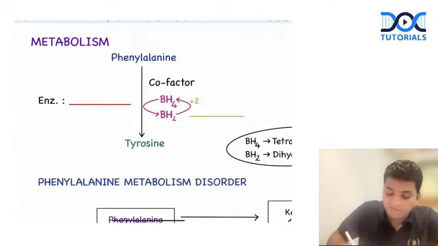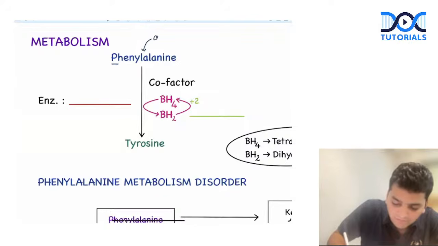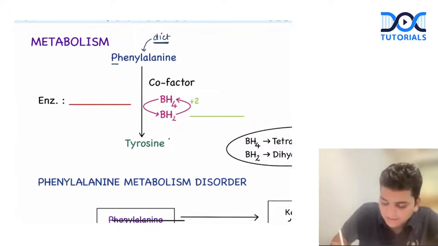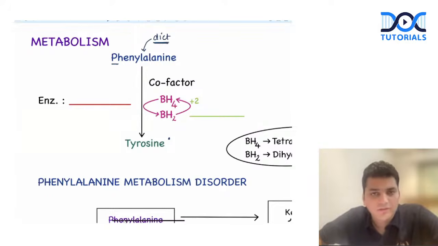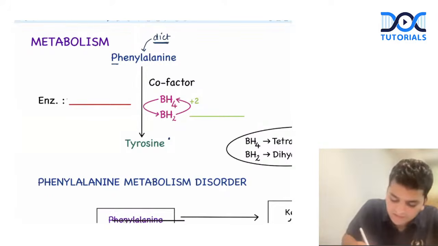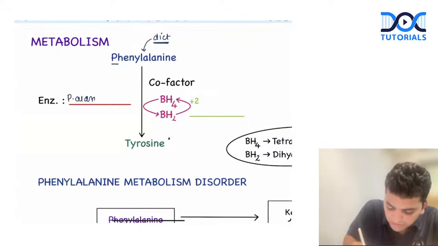How? See, phenylalanine is an essential amino acid, meaning you must take it in the diet. If you are eating phenylalanine, your body can convert the phenylalanine into tyrosine. So that is why tyrosine is non-essential. From phenylalanine, we can make tyrosine. For that, we require the enzyme phenylalanine hydroxylase.